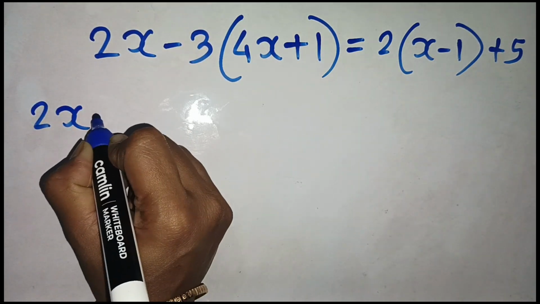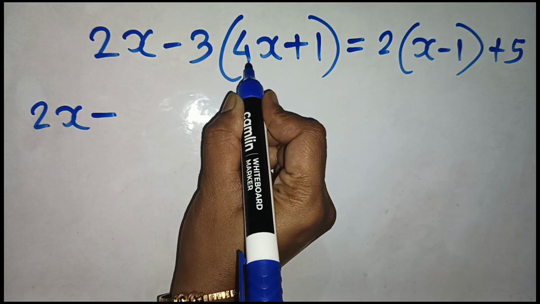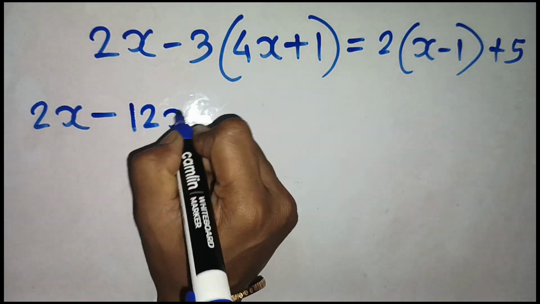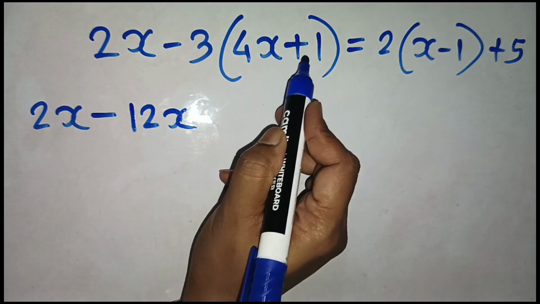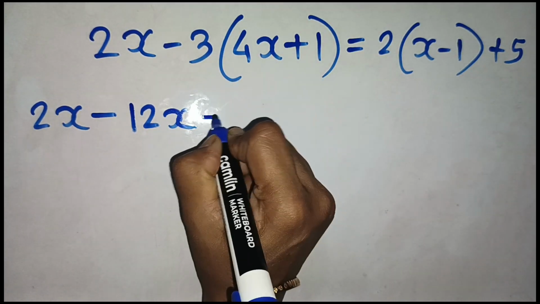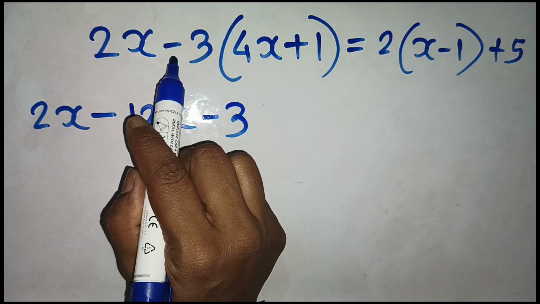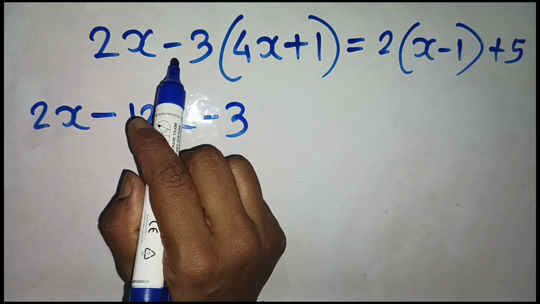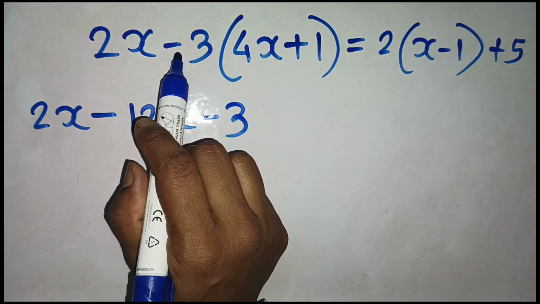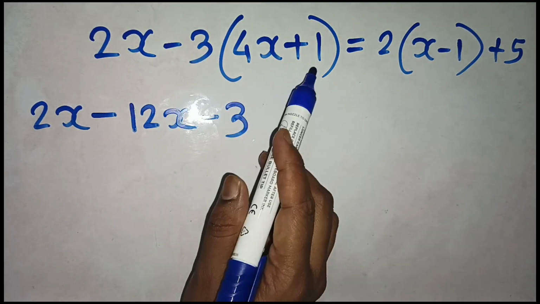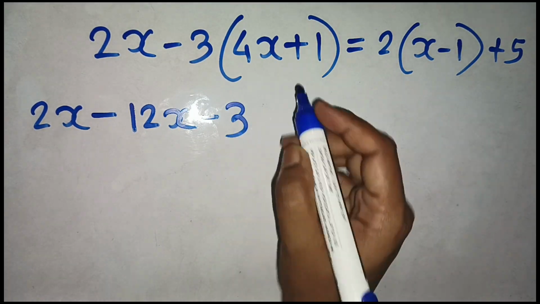2x minus 3 into 4x. 3 into 4 is 12. So 12x, minus 3 into plus 1, so it is minus 3. While multiplying the bracket, you have to carry the sign of the multiple. The sign is minus here. So minus 3 into 4x is minus 12x, and minus 3 into plus 1 is minus 3.